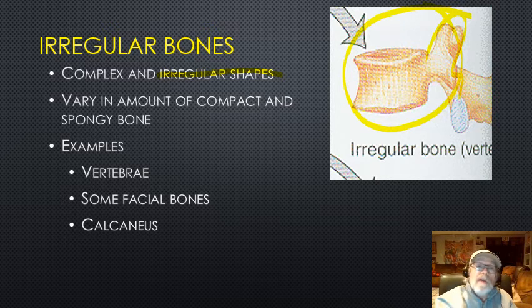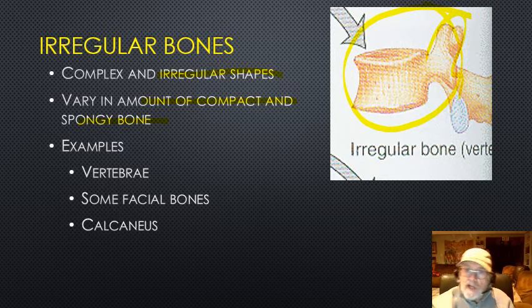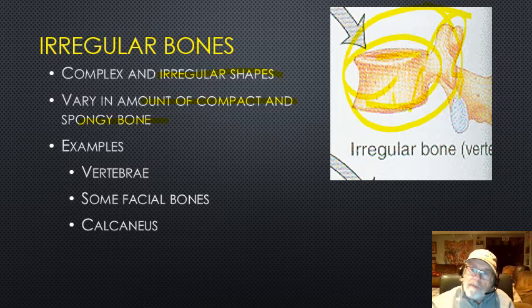They vary in the amount of compact and spongy bone. Again, compact bone is that dense, cortical, hard bone, and the spongy bone is more that weavy type cancellous bone that fits inside. If I looked at the vertebrae, it would have a very thin cortical rim around it, at the top and the bottom, and then if I cut inside of it, the inside would be largely cancellous bone. Examples of irregular bones are the vertebrae, some of the facial bones, and the calcaneus.